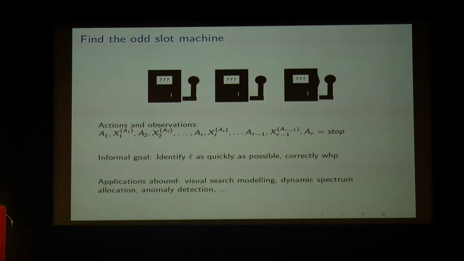Applications abound, starting from visual search modeling. For example, images like these are supplied to you, and you will essentially have to identify which one is odd. These are puzzles that you see, but these are also experiments that neuroscientists conduct, and that's what got us into this particular problem. In fact, in trying to model one of those problems, we have to look at the Markovian setting with a restless bandit, a restless set of arms. There are also other examples: dynamic spectrum allocation, anomaly detection, etc.